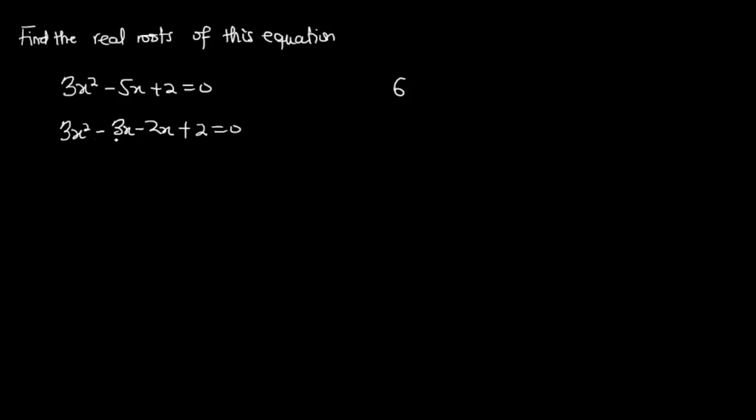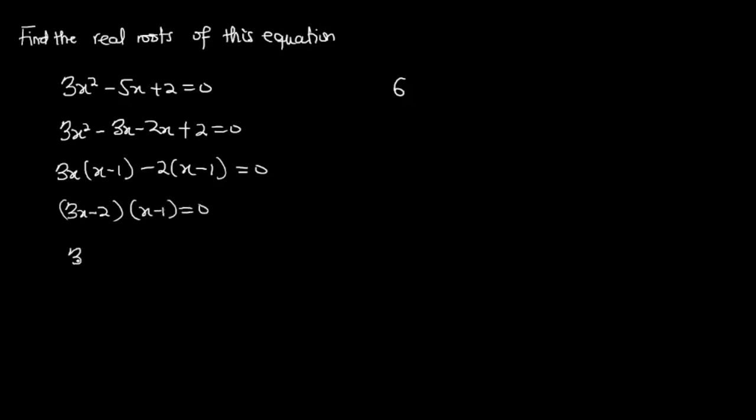So over here, 3x is common. So I factor out 3x into bracket x minus 1. Then over here, 2 is common, so I factor out minus 2 into bracket x minus 1 is equal to 0. So negative 2 multiplied by x will give me negative 2x. Negative 2 multiplied by negative 1 will give me positive 2. So I have here 3x minus 2, then I have x minus 1 is equal to 0.